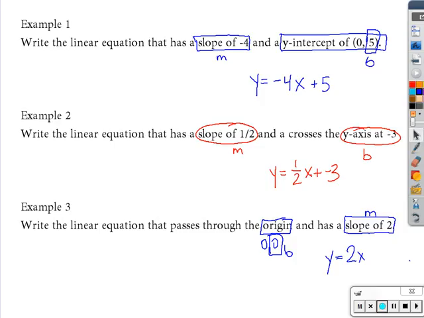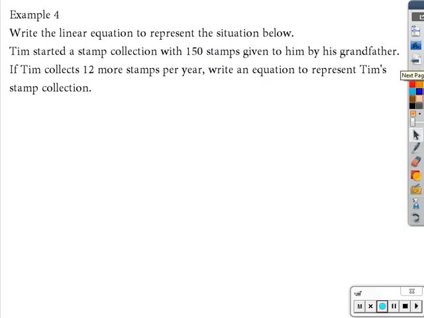What would a problem look like if it was a word problem? So let's look at this word problem here. Tim started a stamp collection of 150 stamps given to him by his grandfather. If Tim collects 12 more stamps per year, write the equation to express Tim's stamp collection.